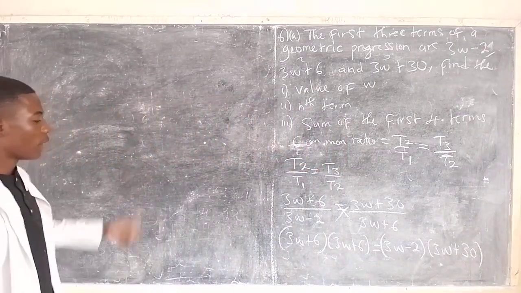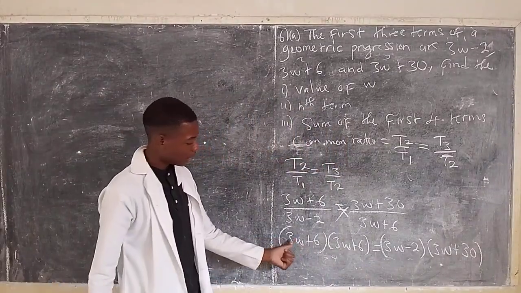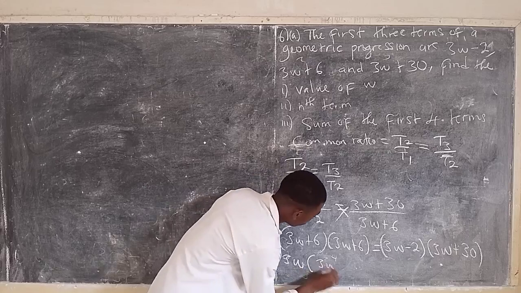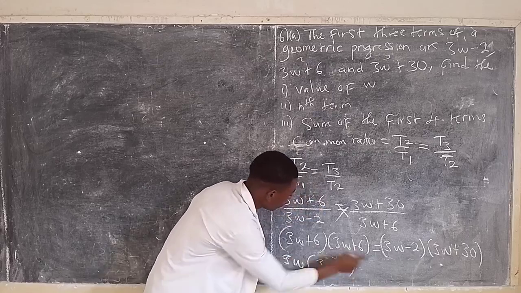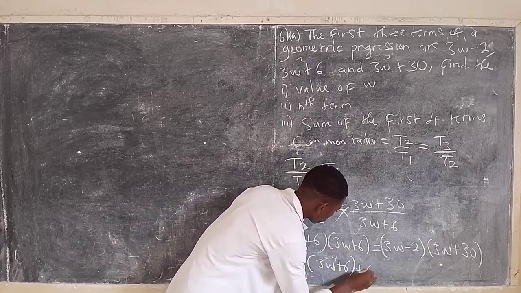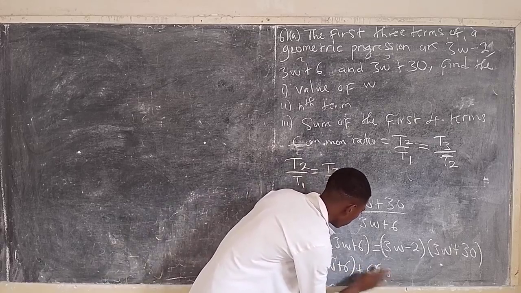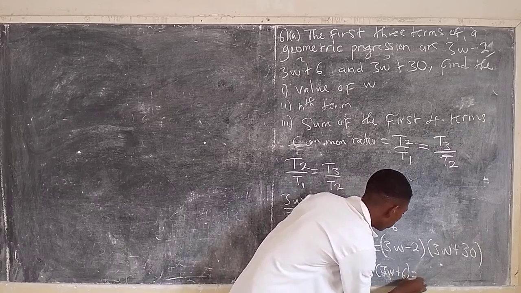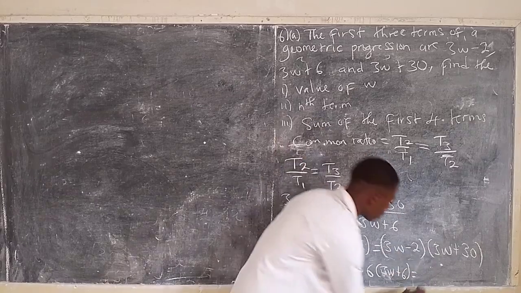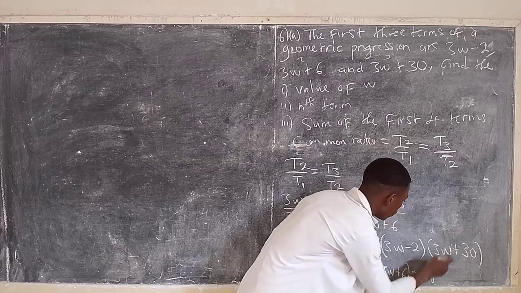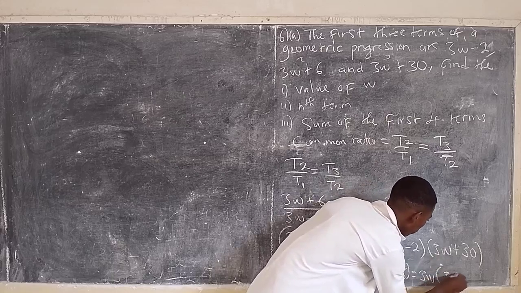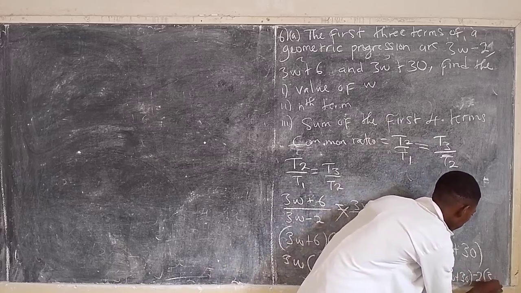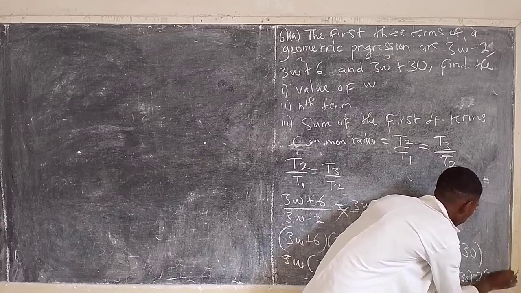So now, how do we now expand? So we multiply this by that as well as this. So we have 3w open brackets, 3w plus 6. Then multiply this by the whole of that. We have plus 6 open brackets, 3w plus 6. Then it should be equal to, we do the same for that. So we have 3w multiplying the whole of that, 3w plus 30, as well as a negative 2 multiplying everything, 3w plus 30.